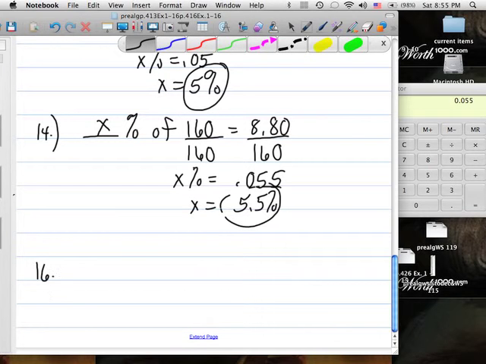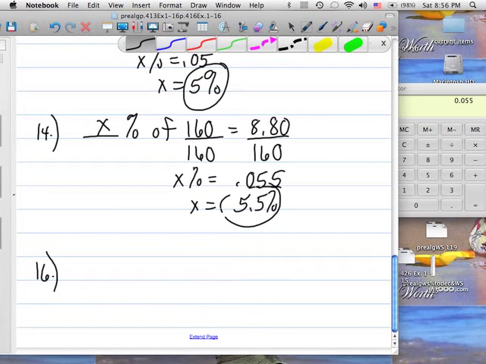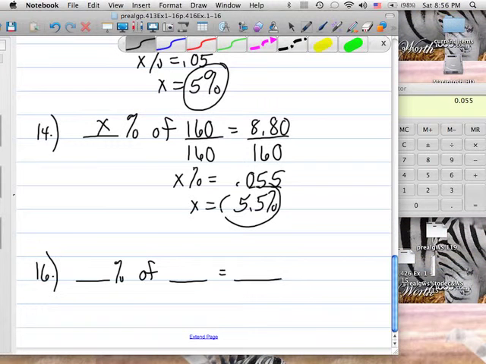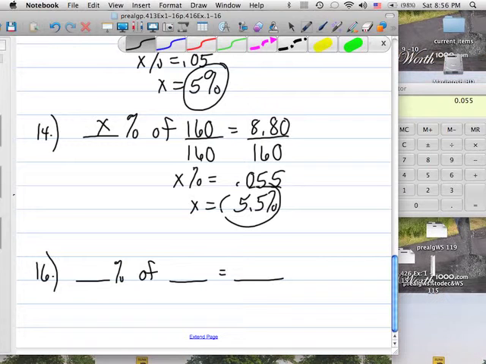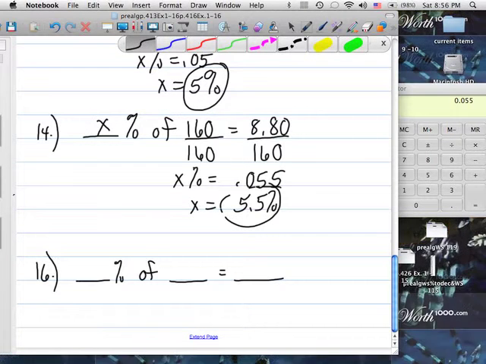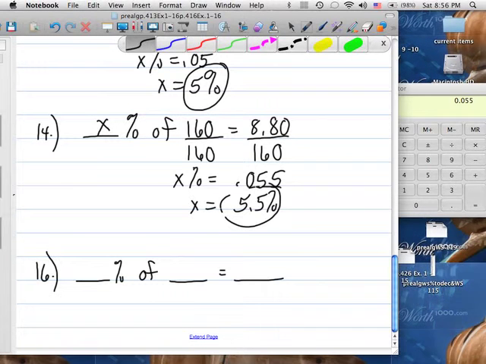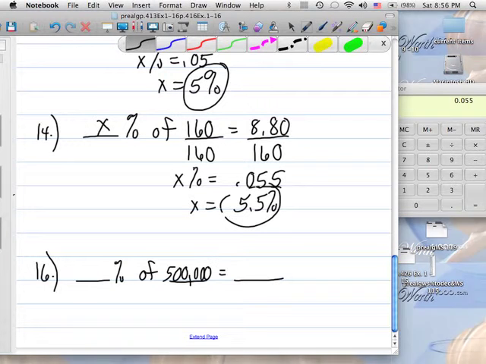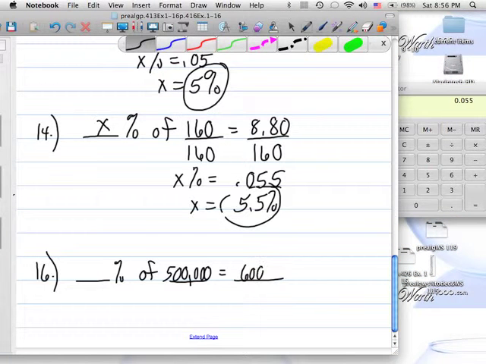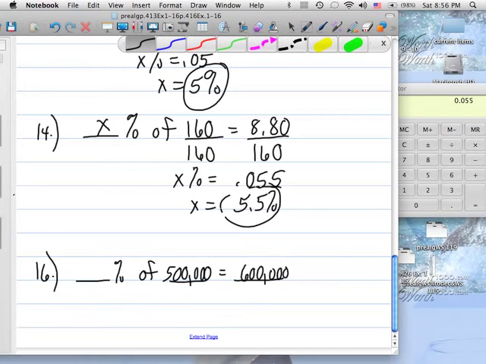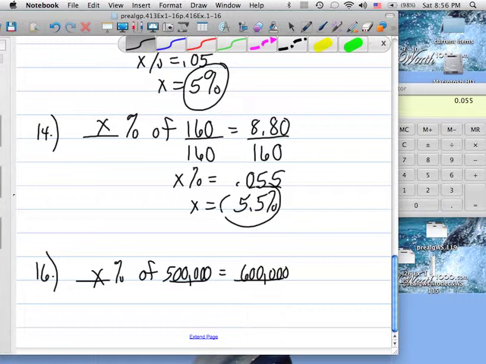And the last problem on this page, 16, we're going to say blank percent of the whole equals the part. So 16, a local charity wishes to raise $500,000. At the end of the fund drive, $600,000 was raised. What percent of its goal did the charity reach? Well, they wanted to raise $500,000. That's the whole amount they wanted. They actually went over the whole amount. The part that they got was $600,000. So we're looking for what percent. So it should be over 100%.